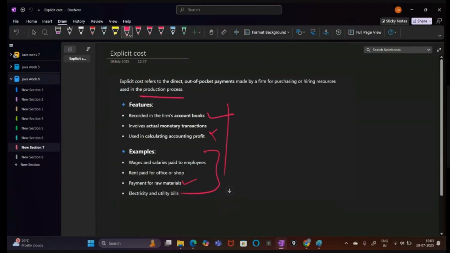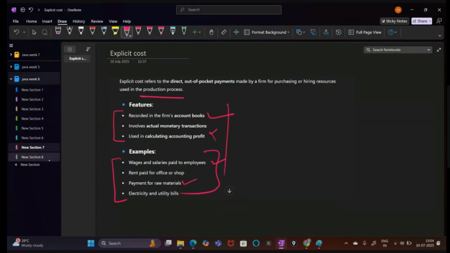So this one is the explicit cost. Explicit cost refers to the direct out-of-pocket payment made by a firm for purchasing or hiring resources used in the production process. This is the feature of the explicit cost, and this is the example. I think this will help you recognize which one is the explicit cost. Wages and salaries paid to employees are explicit cost. Rent paid for the office or shop is known as explicit cost. Payment for raw material, electricity and utility bills.